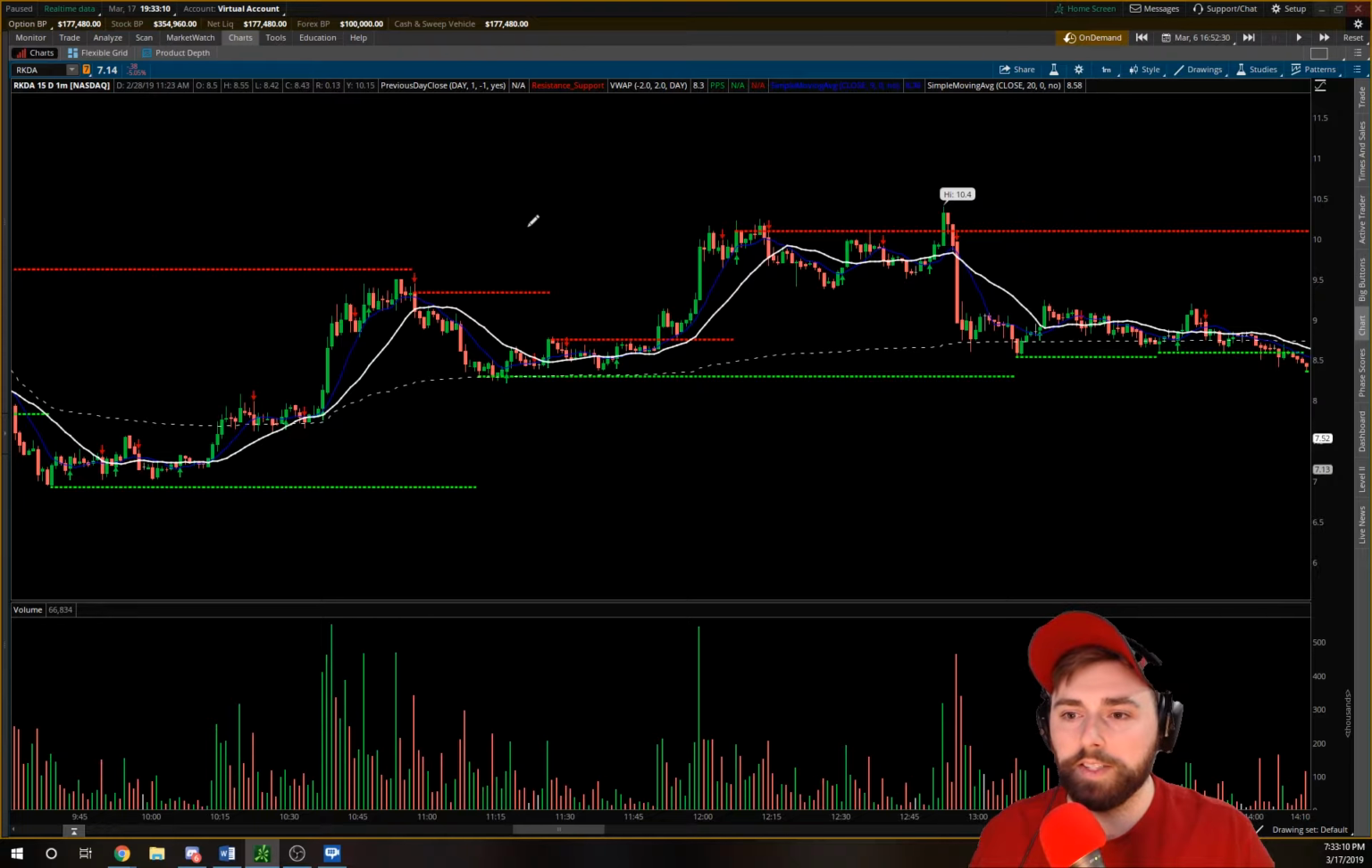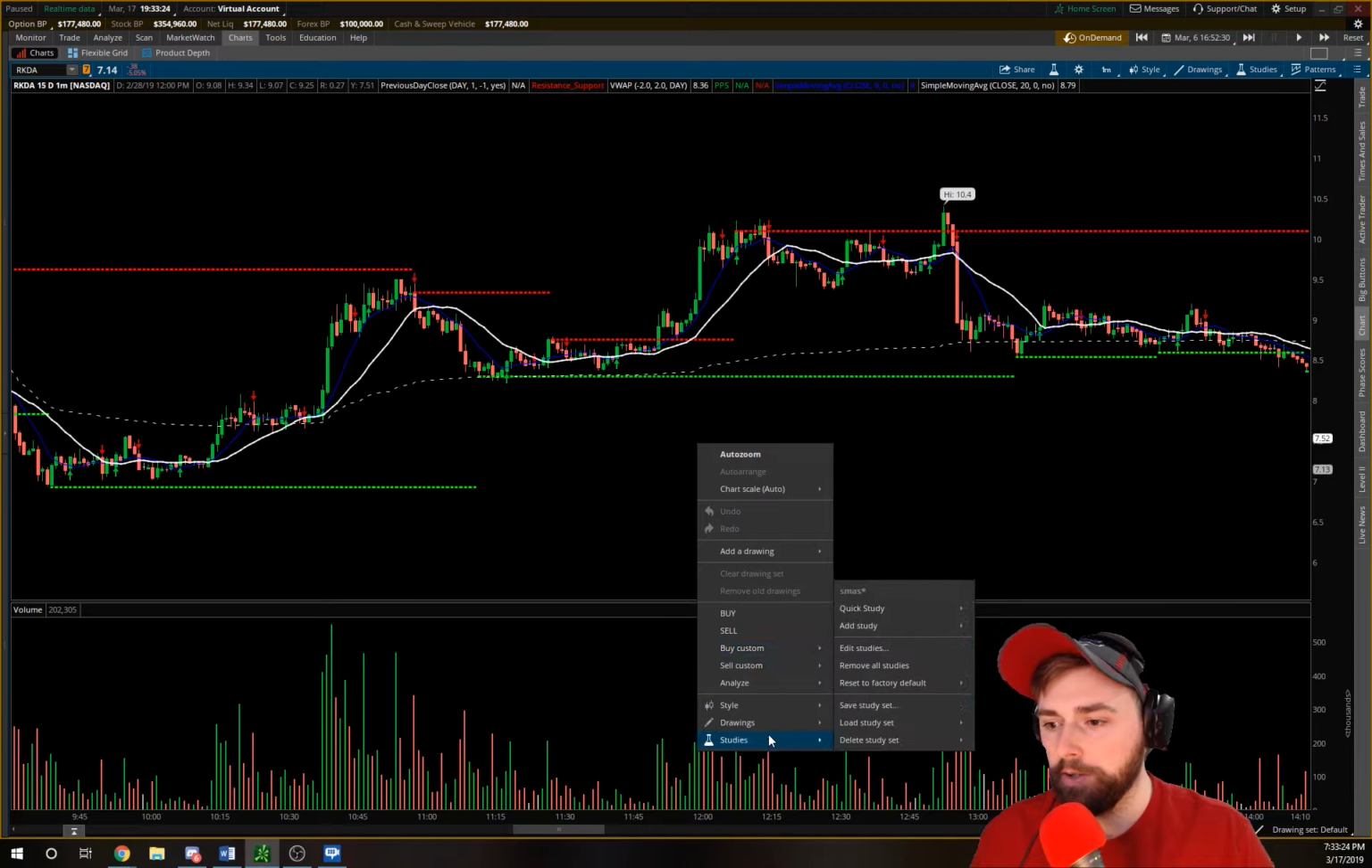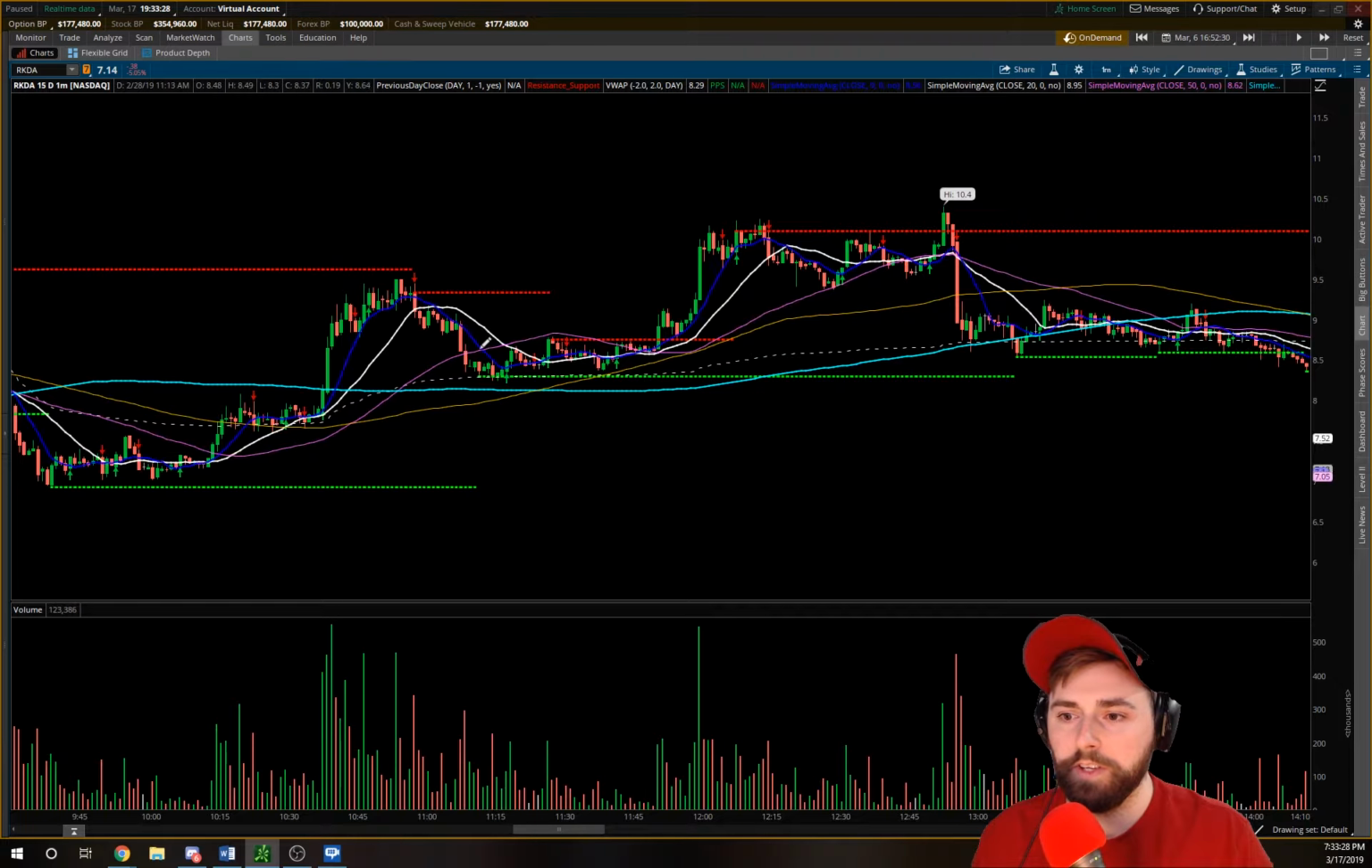With that said, if you have any questions, maybe go back and re-listen or leave a question down below and we'll get to it. But we'll look at RKDA real quick. Right now I'm only using the 9 and the 20. I'm going to load up the 50, which is this pink line, the 100, which is the yellow line, and the teal one is the 200, and the dotted white line is VWAP.